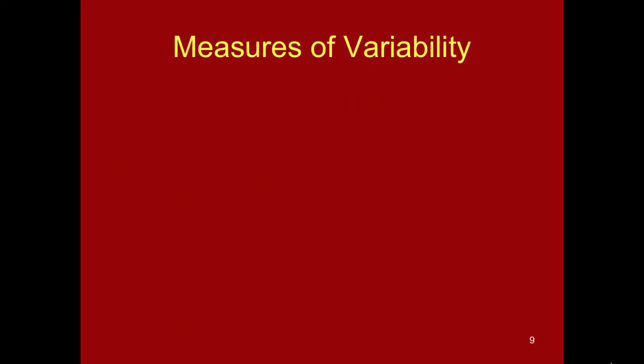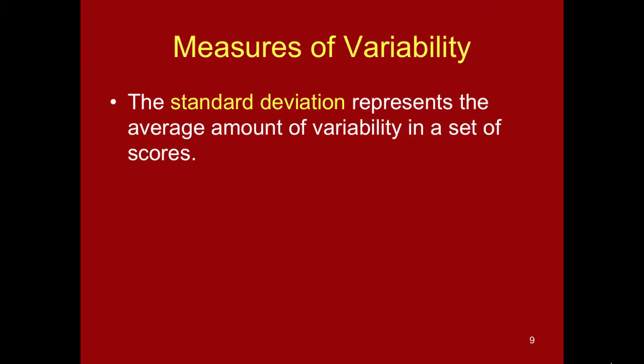The most frequently used measure of variability is the standard deviation. The standard deviation represents the average amount of variability in a set of scores. In other words, it's the average from the mean. The larger the standard deviation, the larger the average distance each data point is from the mean of the distribution.